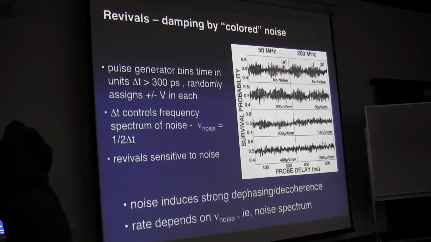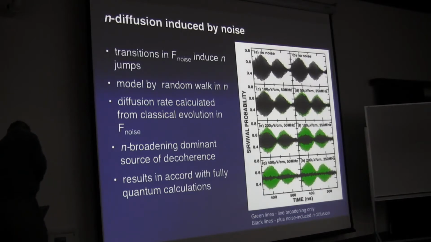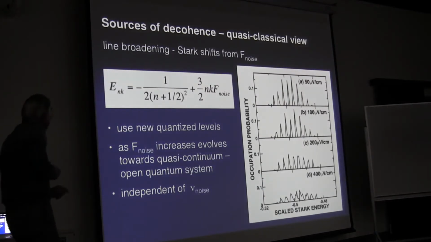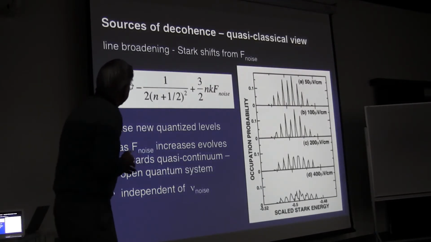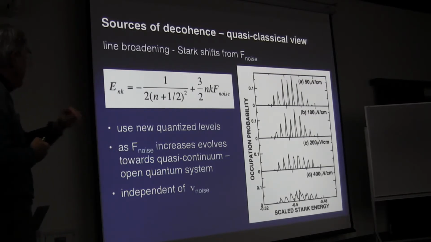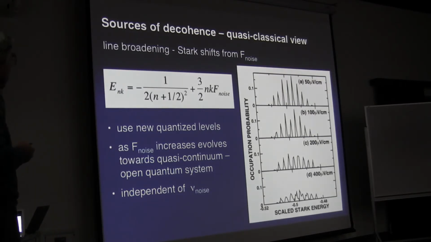Now, can you treat this? How do you treat the decoherence? What are the sources of decoherence? Well, you can think about this quasi-classically. And there are two things you can think about, one of which is line broadening due to the Stark shifts that result from the noise.